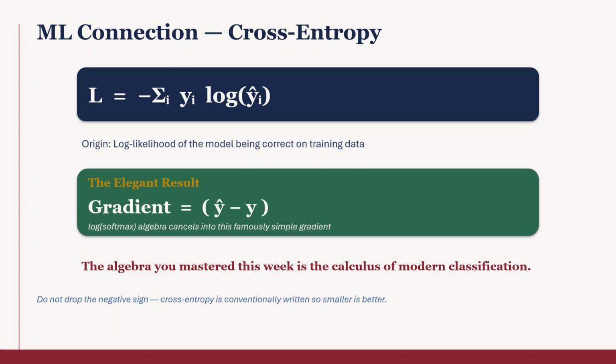The cross-entropy loss for classification. L equals negative the sum of yi times log of y hat i. This comes directly from the log likelihood of the model being correct on the training data. The log here uses the same product and quotient rules you just drilled. When you simplify log of softmax for cross-entropy, the algebra cancels beautifully, giving the famously simple gradient y hat minus y. The takeaway: the algebra you mastered this week is the calculus of modern classification.